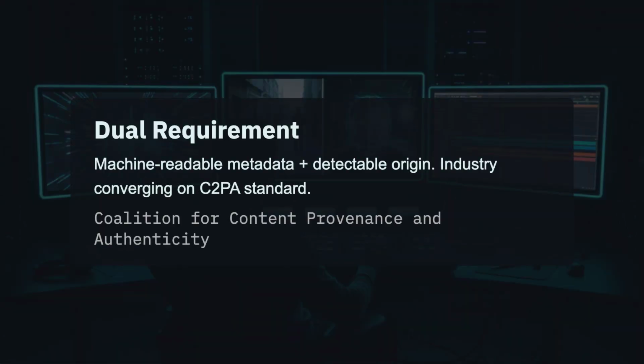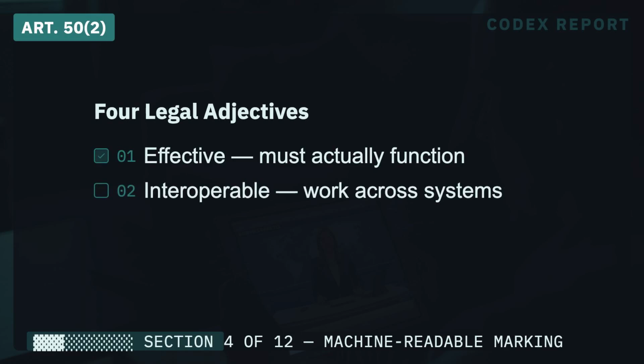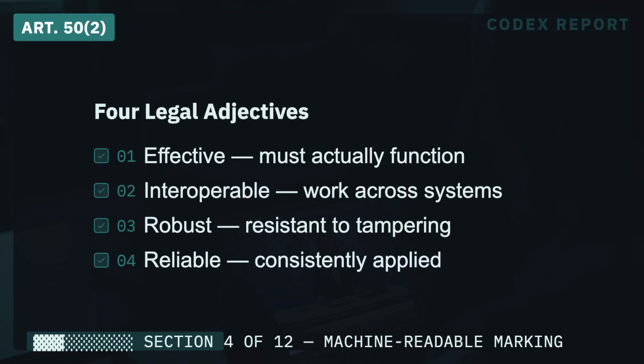Marked in a machine-readable format and detectable. This is a dual requirement. The output must carry embedded metadata, machine-readable, and that metadata must make the synthetic origin detectable. The regulation does not name a specific technical standard, but the industry consensus is converging on the Coalition for Content Provenance and Authenticity (C2PA) standard, which embeds cryptographically signed provenance manifests in media files.